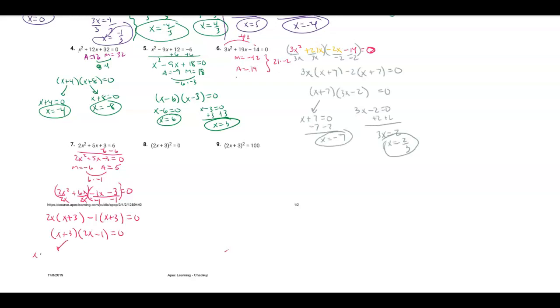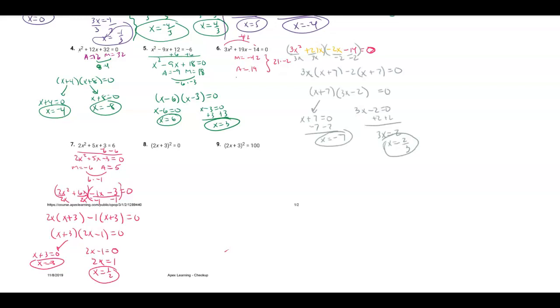So x plus 3 equals 0, so x equals negative 3. And my other one, 2x minus 1 equals 0. So 2x equals 1. X equals 1/2. And right then and there, you get your answer.